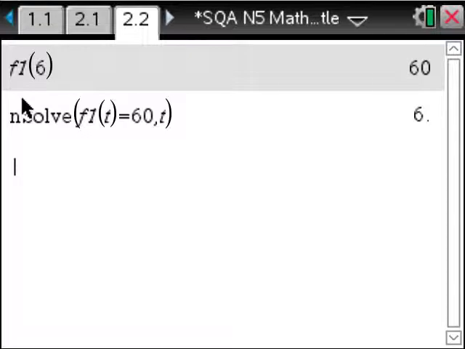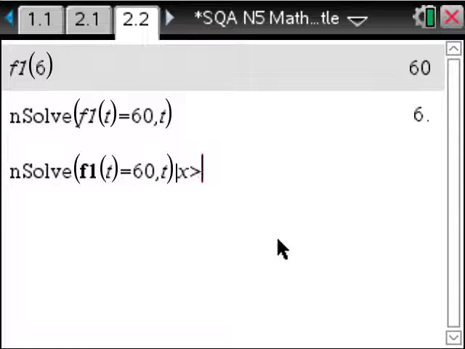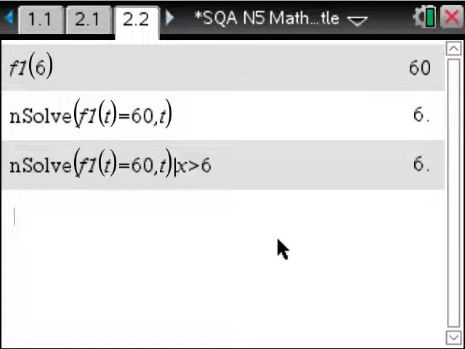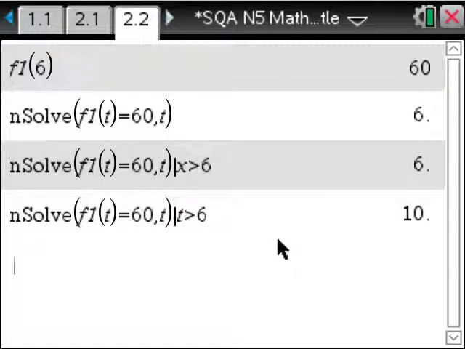There'll be another point where this graph hits a value of 60, and we can use the nsolve command to find that as well if we want. If I do control equals and then do that, and I want values of x which are greater than 6, it didn't seem to find it. Let's go again, because I was using t's, not x's, and it seems to be at 10.